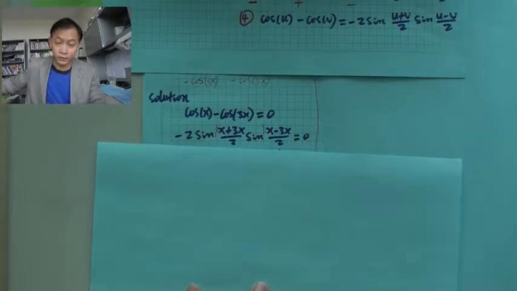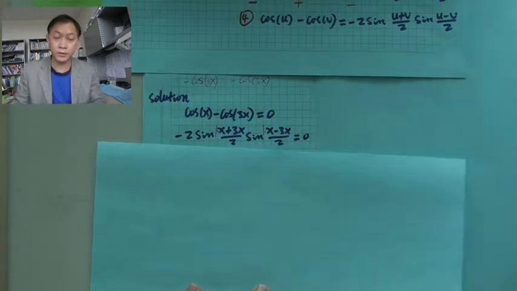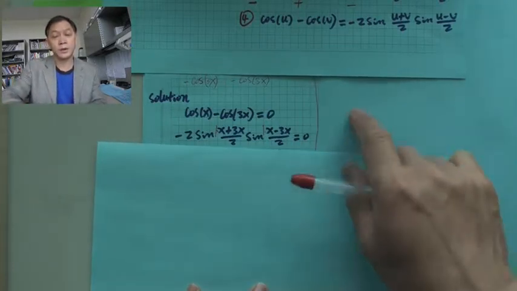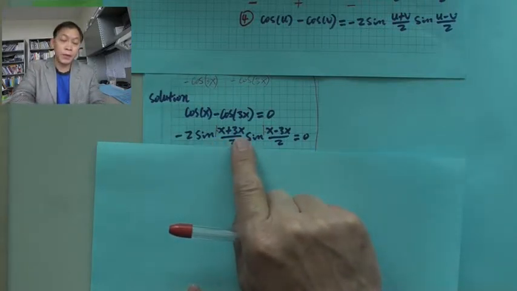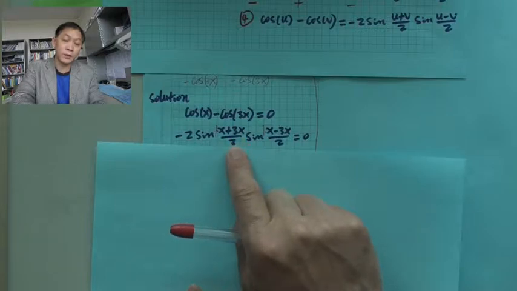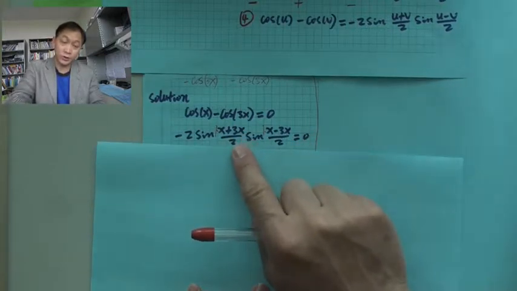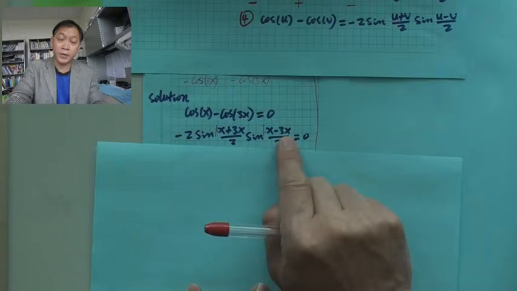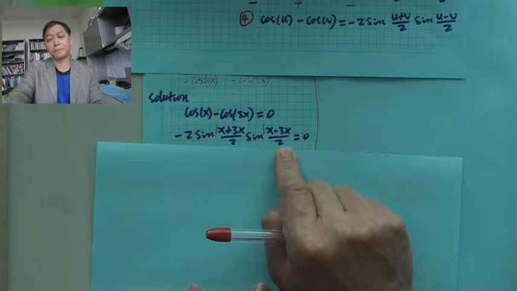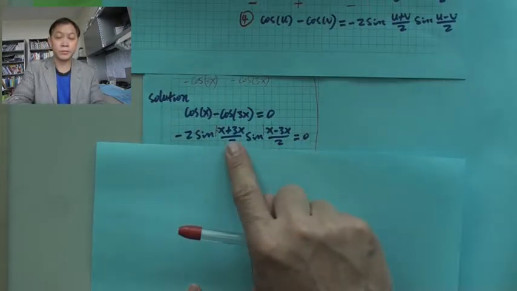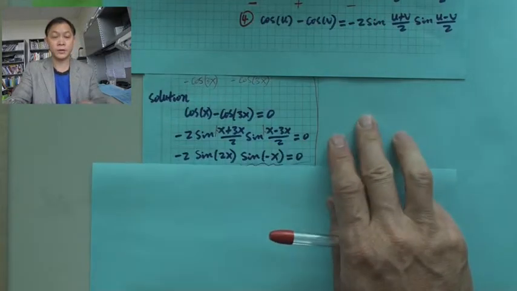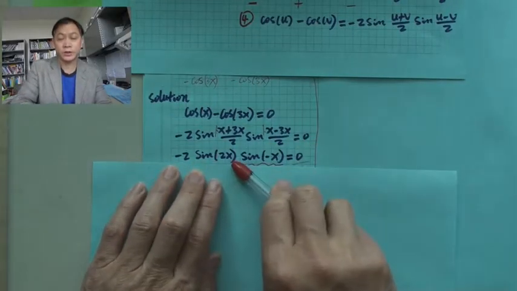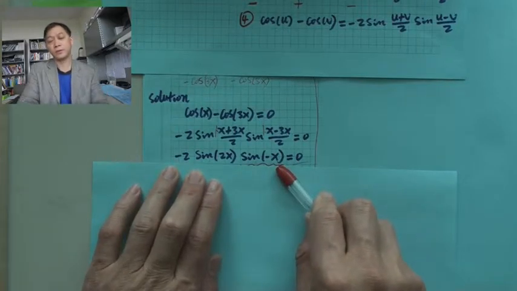So you change this to the product. Now 1 plus 3 is 4 divided by 2, so you have 2x. And here 1 minus 3 is negative 2 divided by 2, so you have negative 1. So it's negative 2 sine 2x sine negative x.